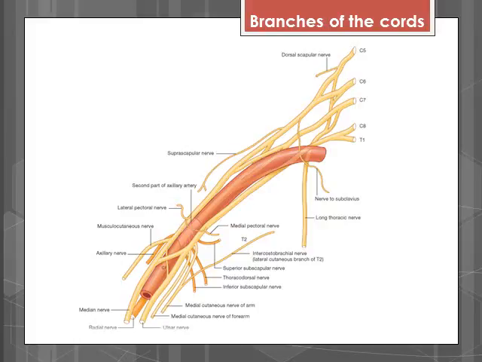Five branches arise from the posterior cord. It includes the upper and the lower subscapular nerves, with the thoracodorsal nerve in between. Thoracodorsal nerve is also called nerve to latissimus dorsi muscle. The fourth branch is the axillary nerve, and the continuation of the posterior cord is called the radial nerve.